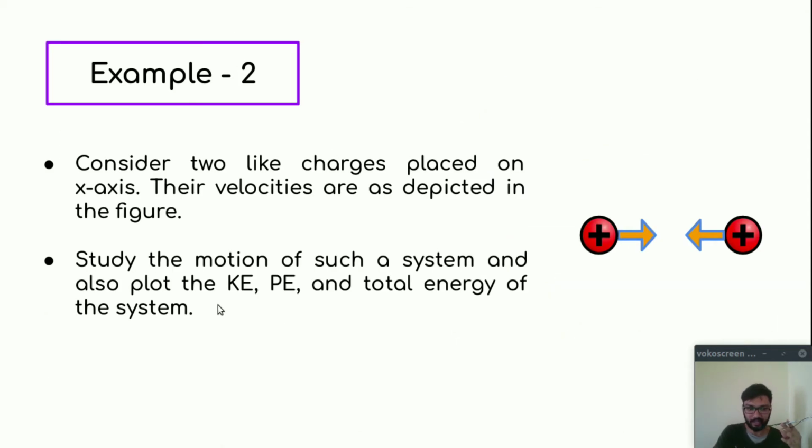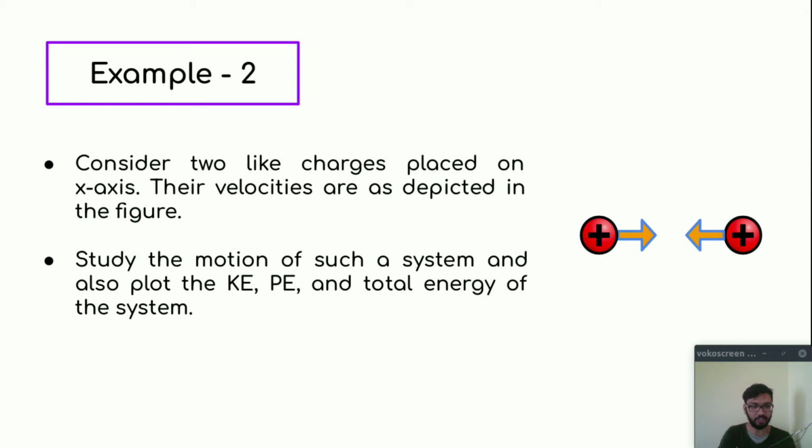Now we have the second example. In this example, we have two like charged particles. This example says: consider a system of two like charges placed on the x-axis. As you can see here, their velocities are as depicted in this figure, the same, and they are pointing towards each other. Study the motion of such a system and also plot the kinetic energy, potential energy, and total energy of this system. Now as we know that these are like charges, due to the repulsive force, what will happen? They will just fly away.